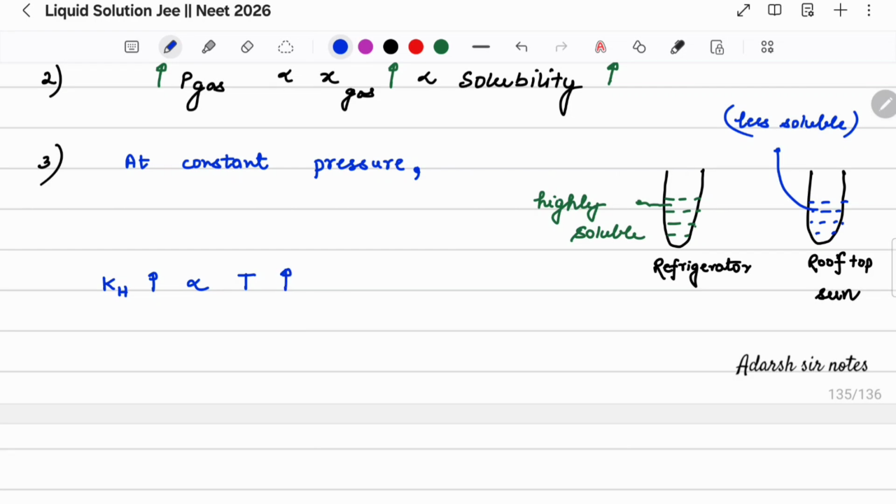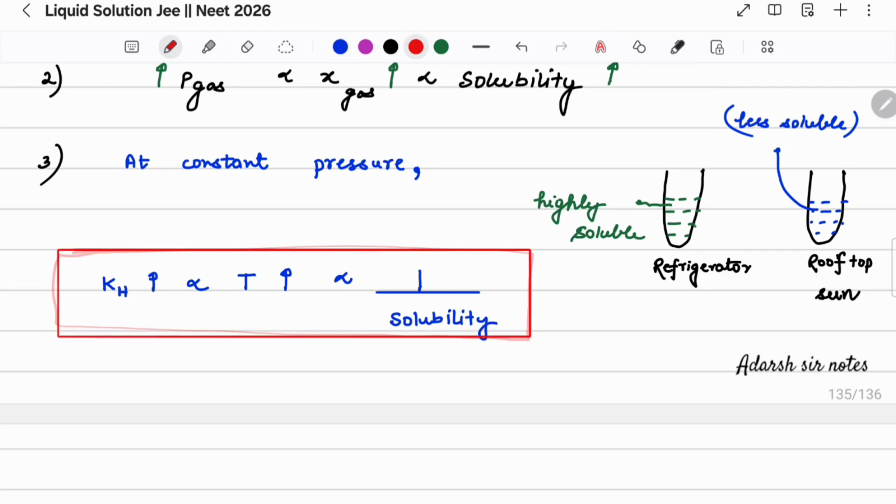And if temperature is higher, then whatever gas molecules are inside the liquid will not stay, they will go outside. So will solubility increase or decrease? So you came to know, solubility will be inversely proportional. If that is the thing we understood, then the question is done, we have got everything.